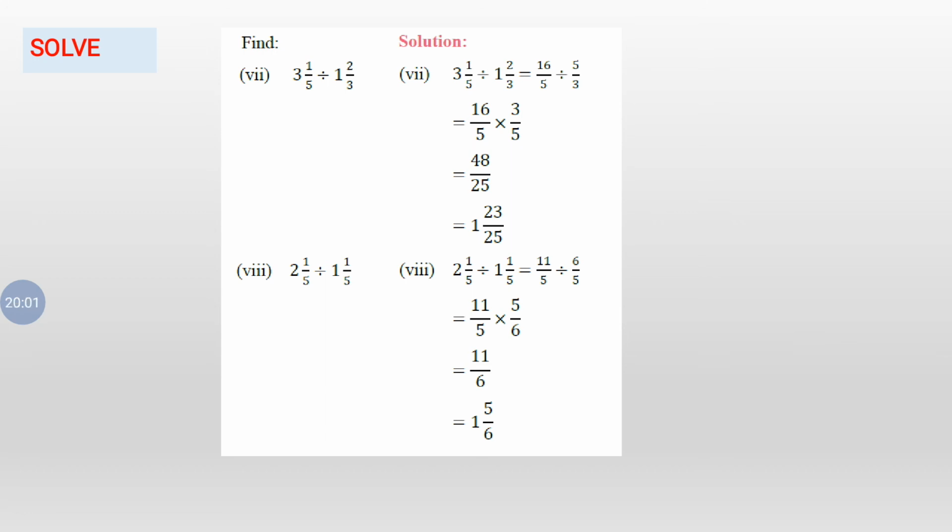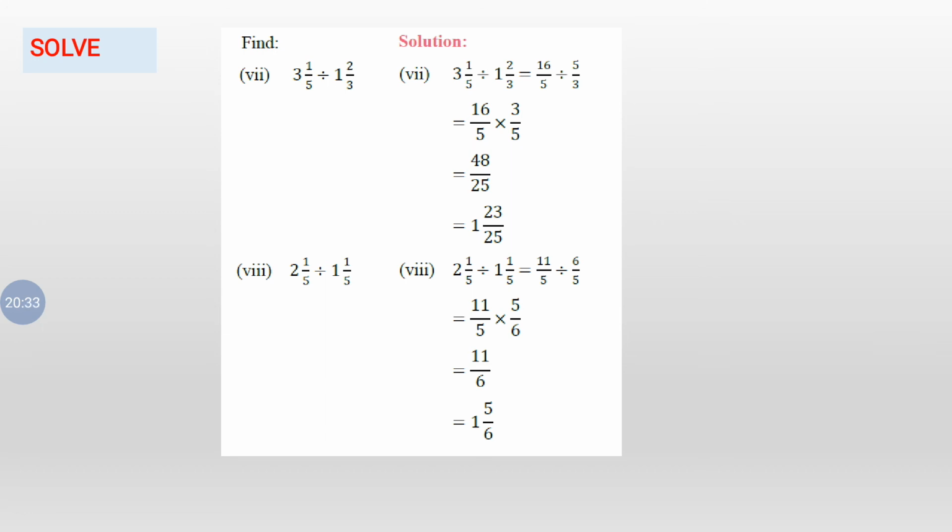So keep in mind the dividing rules: keep it, change it and flip it. Keep it means don't change the first fraction. Change it means the operation changes from division into multiplication. Flip it means form the reciprocal of the second fraction. So 11 by 5 times 5 by 6. 6 by 5's reciprocal is 5 by 6.